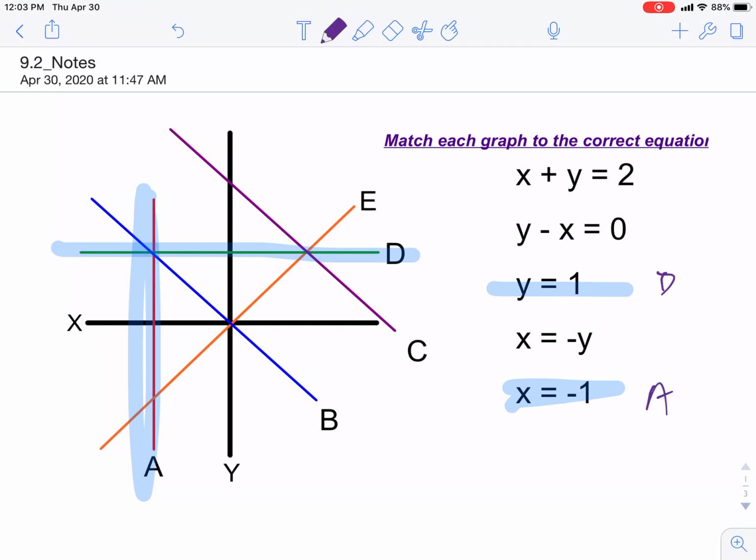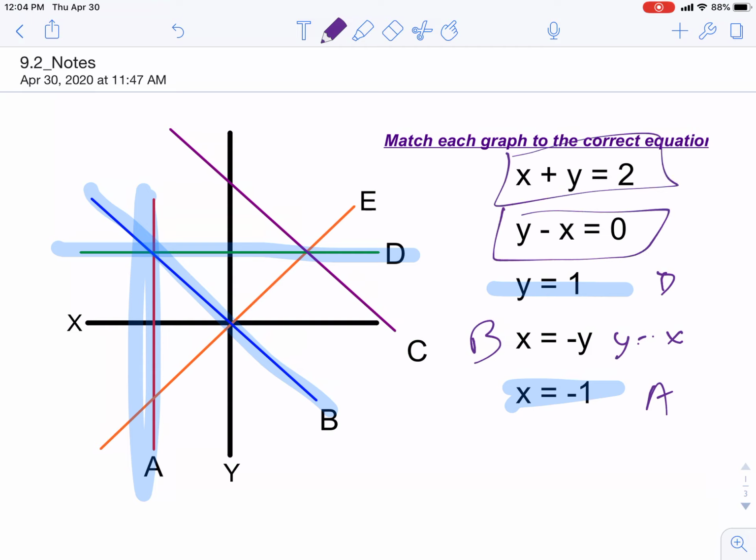And then we'll go with trying to figure out x equals -y. Another way to look at that is y equals -x. So starting at 0, going down. So that would be this line right here, B. And then the other one I would look at is either this one or this one, graphing using the x and y intercepts. So you cover up the y. X is equal to 0. Well, the only one that has the x intercept at 0 is this one, and so this is letter E, and this one will be letter C.